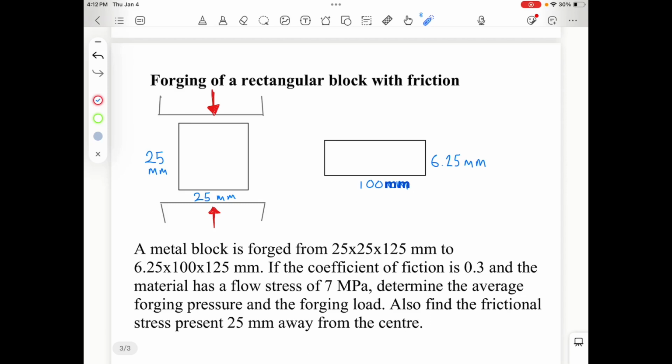Hi everyone, today we're going to be taking a look at a forging example. For this problem, we've got a rectangular block in compression, and it will go from this initial size to this reduced size. Using the conservation of volume and slab analysis, we are going to find the average forging pressure, the forging load, and also the frictional stresses present from a certain distance away from the center.